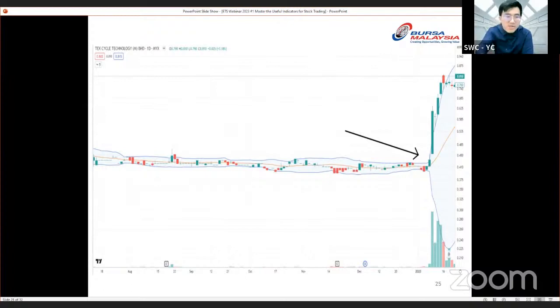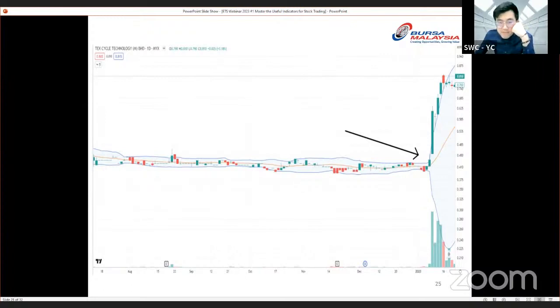Okay, so in this case, you see the test cycle. It breaks out of the sideways. It breaks out of the Bollinger Band upper band. You can see from the chart with volume, during the sideways there was no volume. Then until a certain stage, it breaks above, we call it the Bollinger Band breakout.